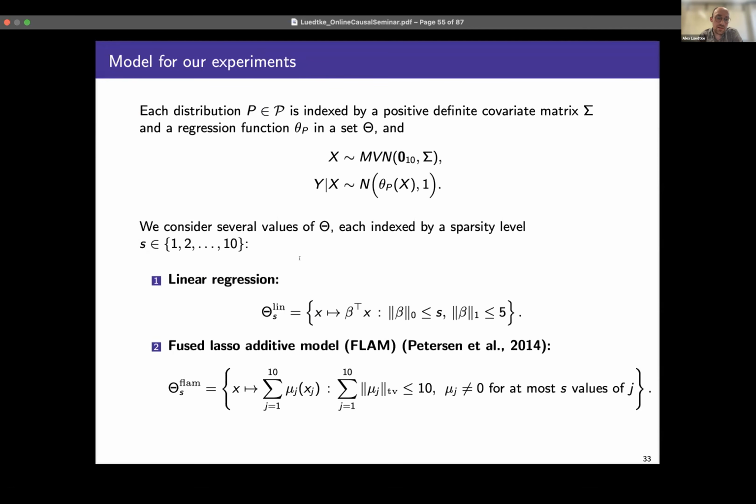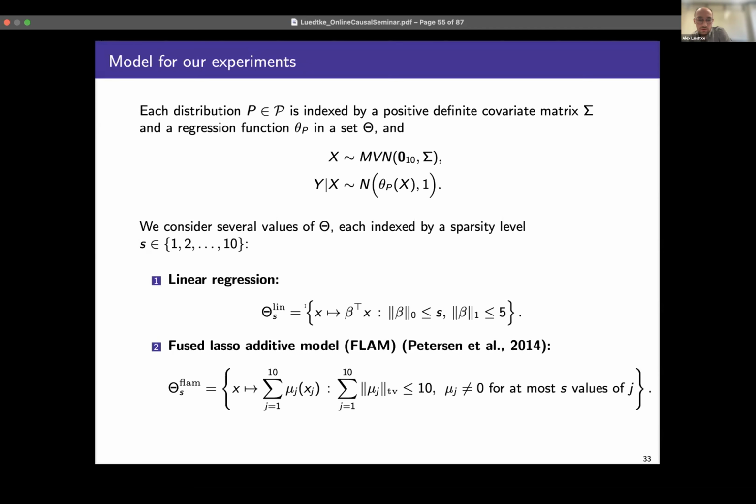And we looked at 2 settings for the regression functions, or 2 groups of settings. The first was linear regression. Okay, so we looked at sparse linear regression, where the regression function is just a linear combination of the x's. We know that the feature vector beta has at most s non-zero entries. We ran this for sparsity level 1, sparsity level 2, all the way up to sparsity level 10, no sparsity. And we also restricted that the L1 norm of beta shouldn't be too big. It should be no more than 5.